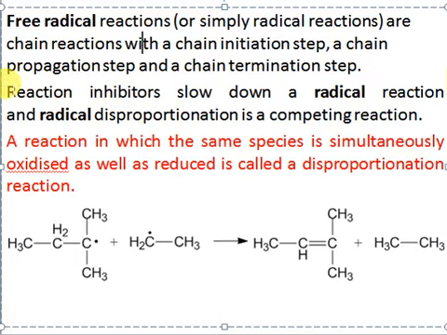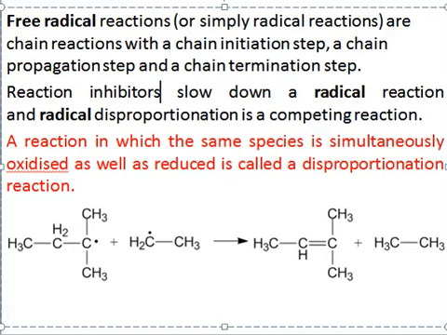We also know that reaction inhibitors slow down the chain reaction, right? And radical disproportionation is a competing radical reaction, right? So what are reaction inhibitors? Reaction inhibitors are species which can capture the free radical. So any species which can capture a free radical will stop the radical reaction. And what is the disproportionation reaction? Disproportionation reaction is a reaction in which the same species is oxidized as well as reduced.